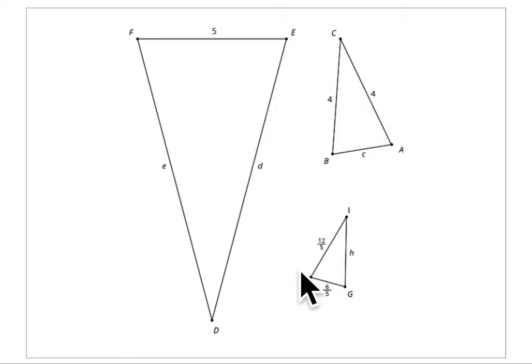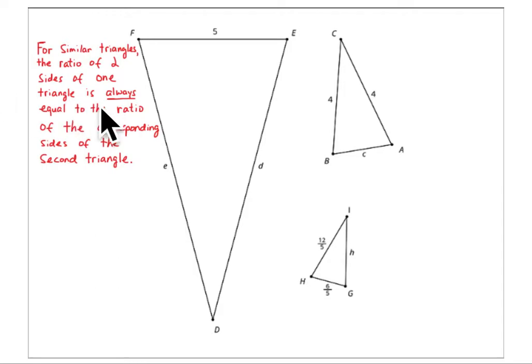So if you're trying to figure out the length of a missing side, you can do this by using this idea that these ratios are equal. For similar triangles, the ratio of two sides of one triangle is always equal to the ratio of the corresponding sides of the second triangle.